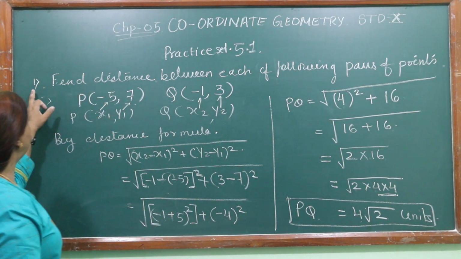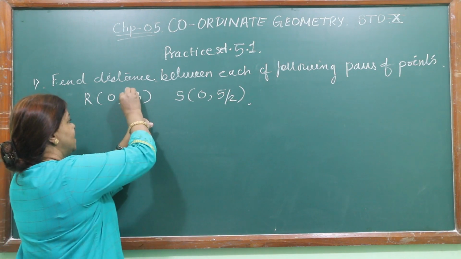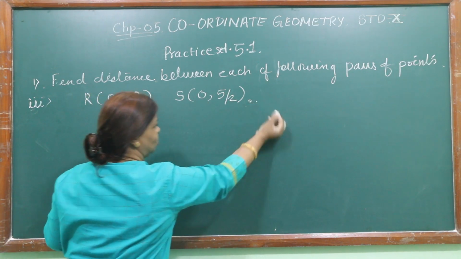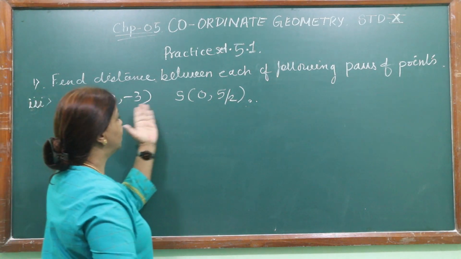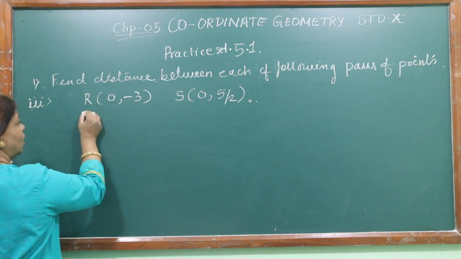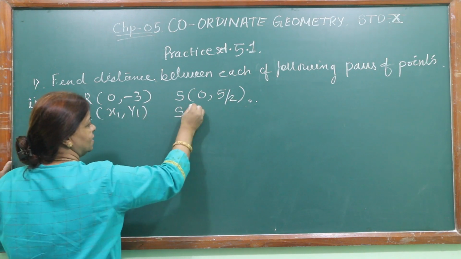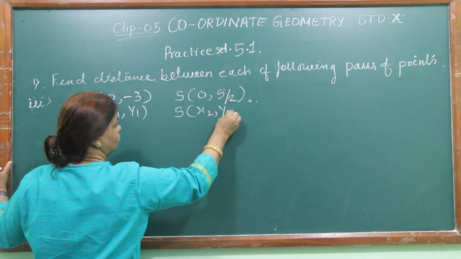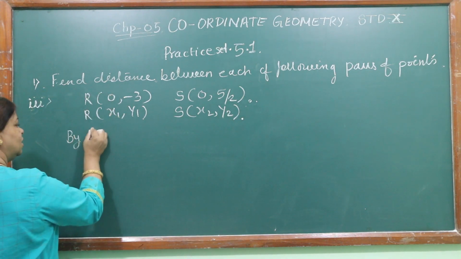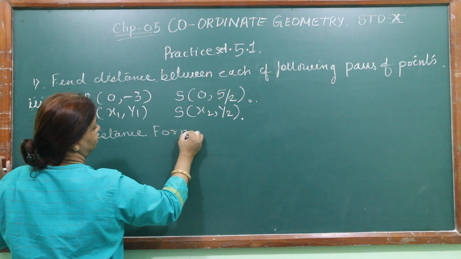Sub question number 3 of question number 1. Question 3: R (0, minus 3), children, and S (0, 5 upon 2). So here you will be learning the calculation. As we are dealing with the distance between R and S, again we will be using the distance formula. So R is x1, y1 and S is x2, y2. Now see children, we can find the distance between R and S by the distance formula.